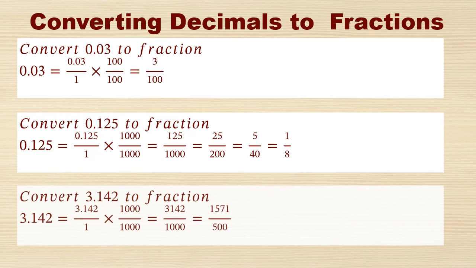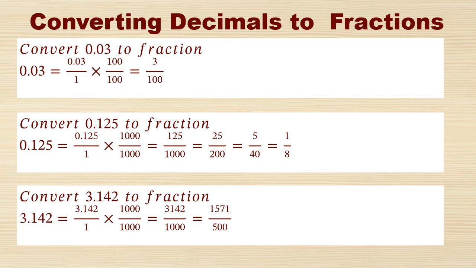The next example is convert 3.142 to fraction. So 3.142, we have 3 digits after decimal place, so we have to multiply by 1000 over 1000. So 3.142 multiplied by 1000 is 3142, while 1 times 1000 is 1000.